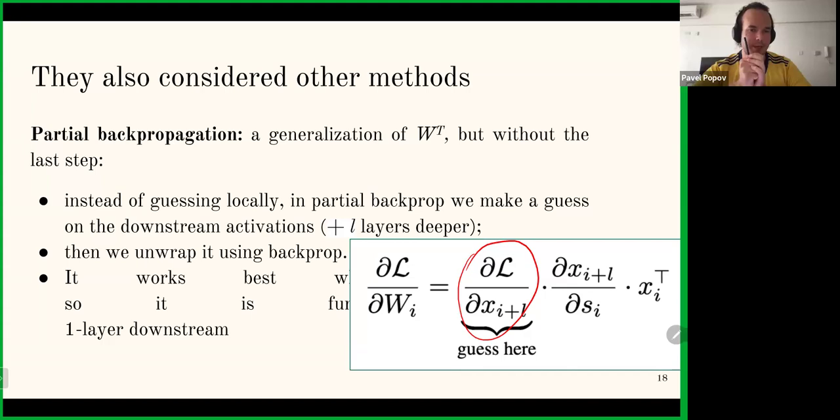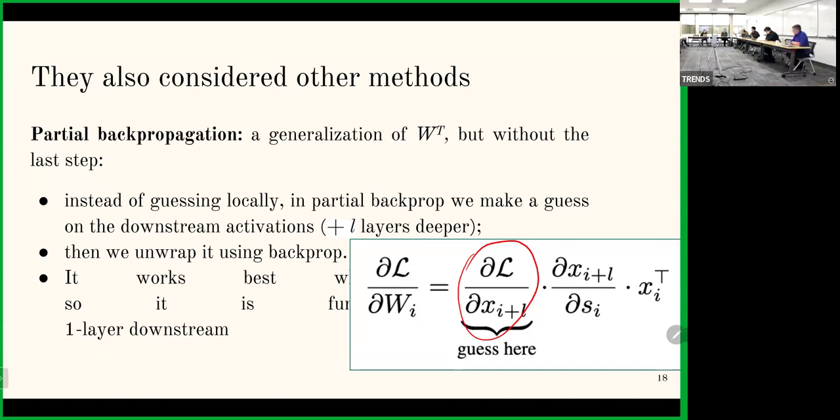So this partial backpropagation can actually be just backpropagation in the limit, if your L, the downstream layers, are the last layer. Or it can be quite close to W transpose if your L is 1. So you're making assumptions on the next layer. Yeah, assuming you're keeping activations, and only dealing with deltas here, so it could be exact as well. Yeah, okay.